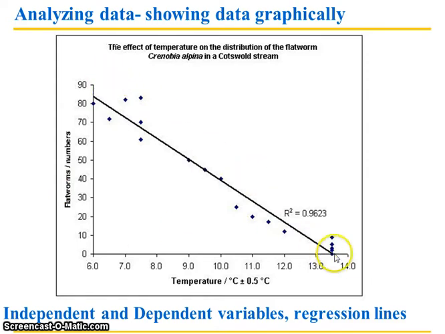As one increases, the other decreases. If, on the other hand, we saw a line that as temperature increased, the number of flatworms increased, that would be a positively correlated value. As one increases, so does the other. Inverse, as one increases, the other decreases.